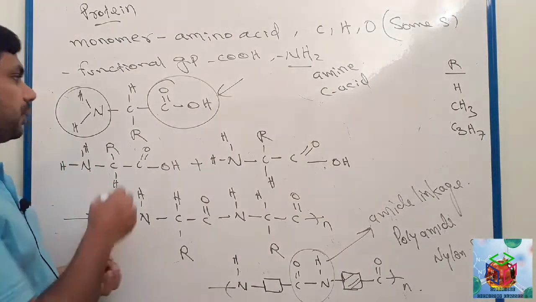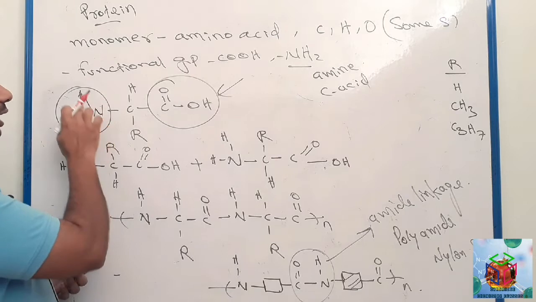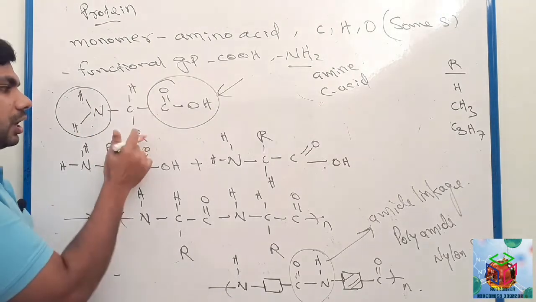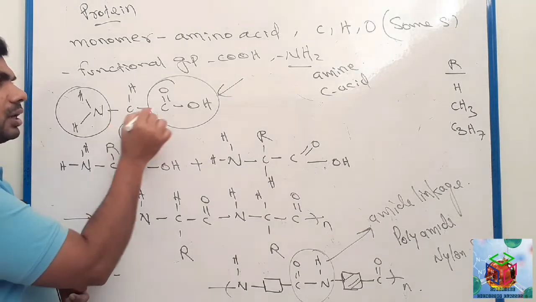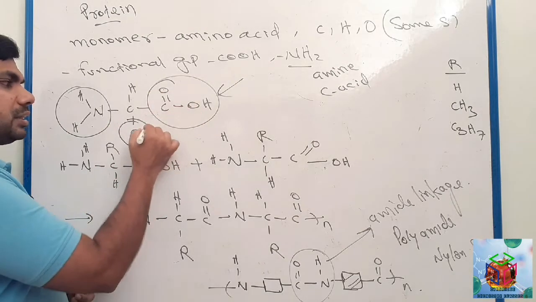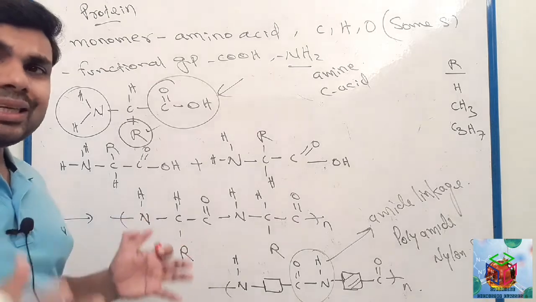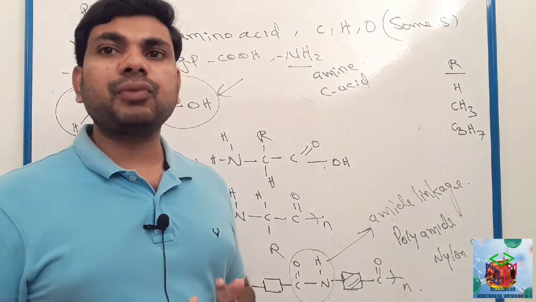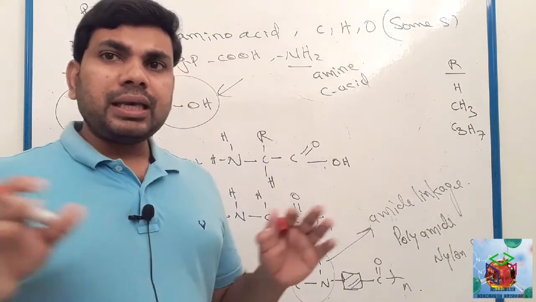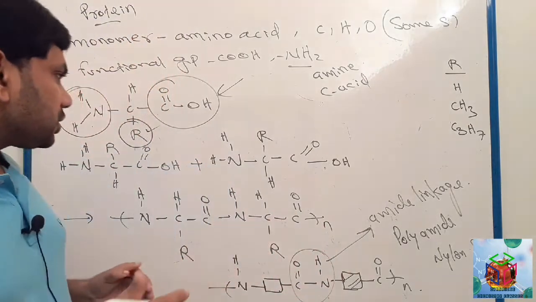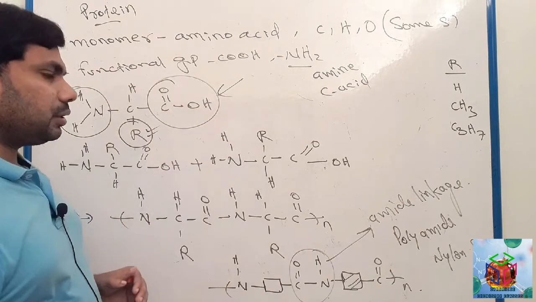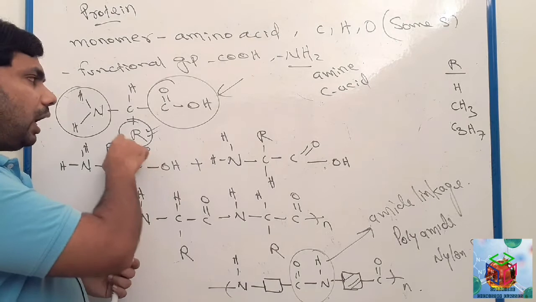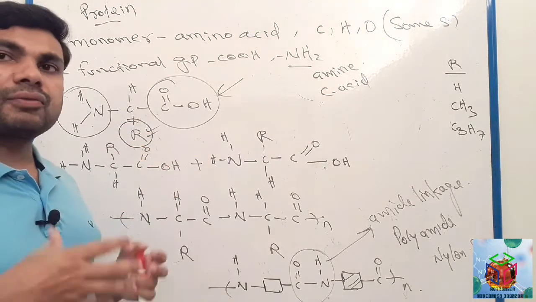Look here, NH2, nitrogen and two hydrogen. Here CHR, C double bond O, OH. This R, you know, there are 20 different types of amino acid. Each amino acid is different at this position. This R group will be different for different amino acids.